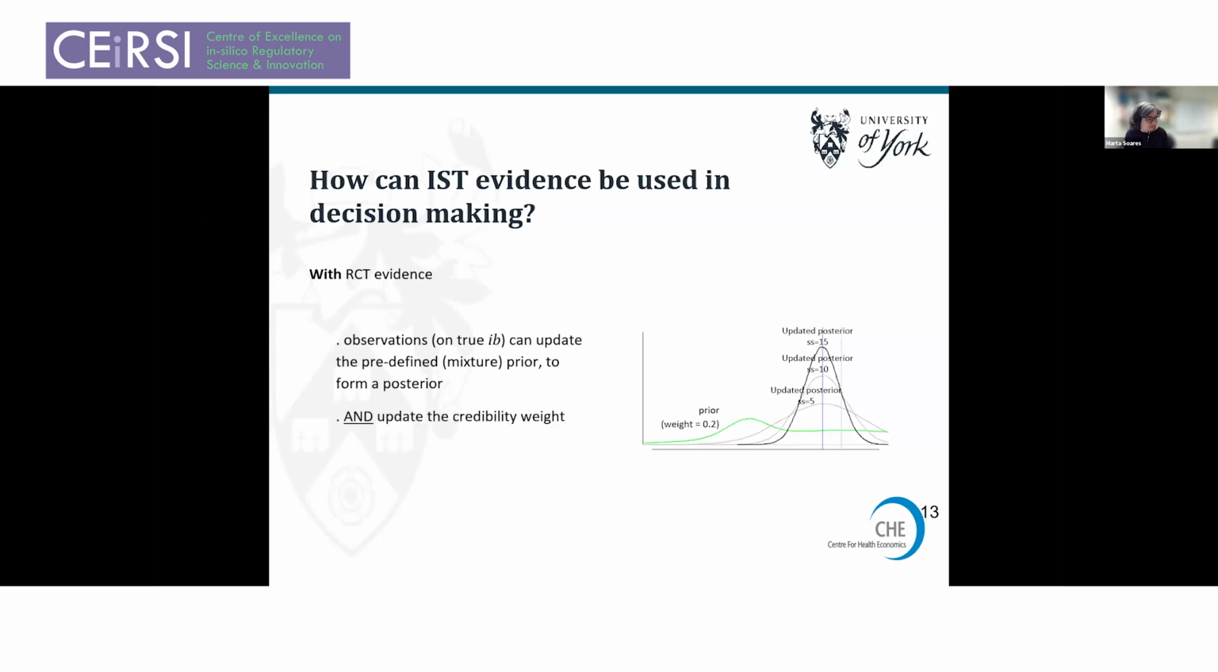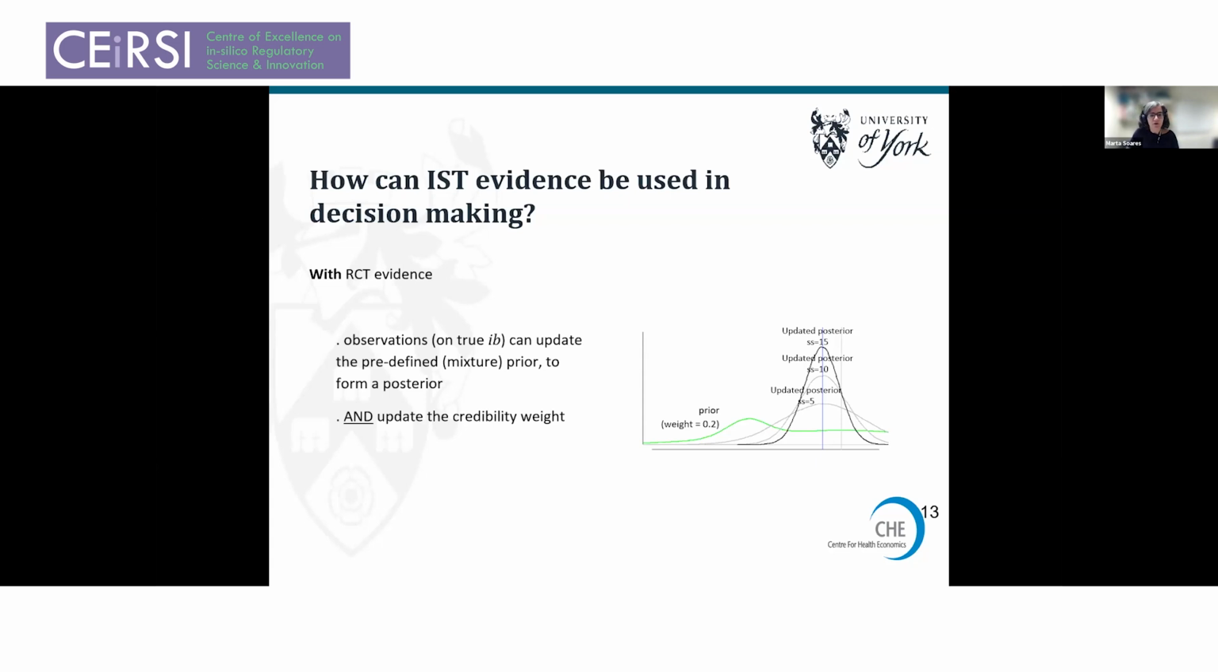So you can also use the RCT evidence to update the credibility weight. In this case, where you had a conflict, at some point your credibility weight would be lower and lower as you're updating. Your data is showing that your credibility is actually not as high as you expected. So by updating the prior, as you accumulate data, you'll be using more and more of the data and less of your IST prior.